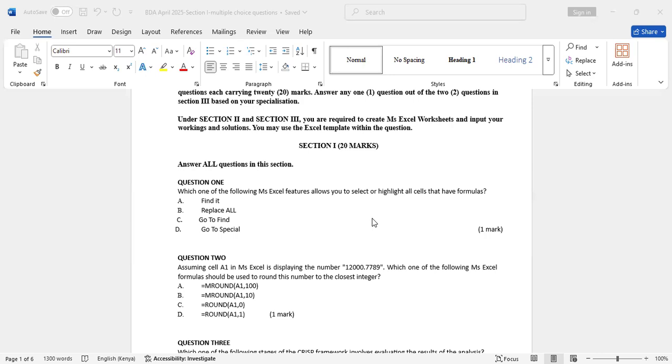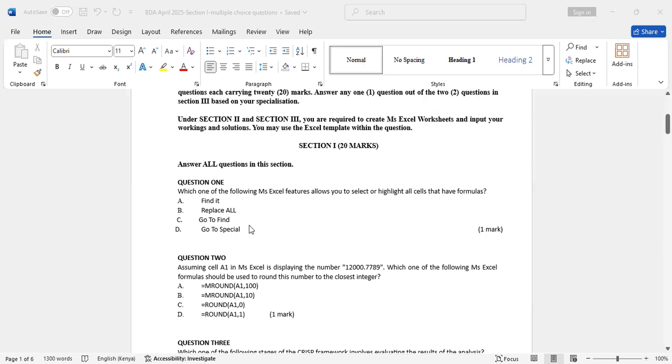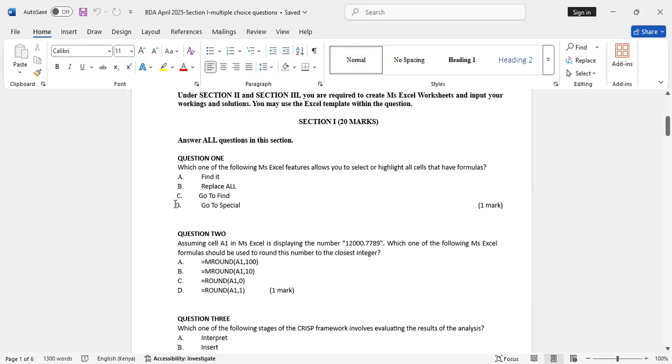Which one of the following MS Excel, that's Microsoft Excel, features allows you to select or highlight all cells that have formulas? So A is find it. B, replace all. C, go to find. D, go to special. Yes, the function that we'll use to highlight all cells that have formulas is go to special. The correct answer here was D, go to special.